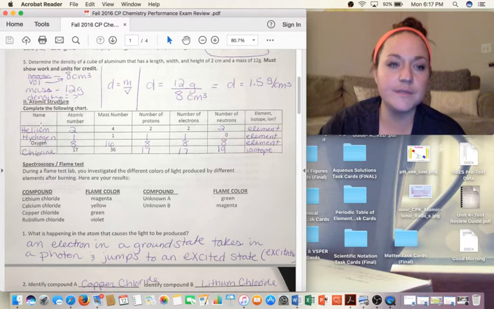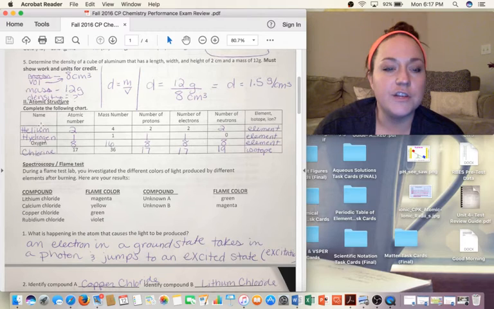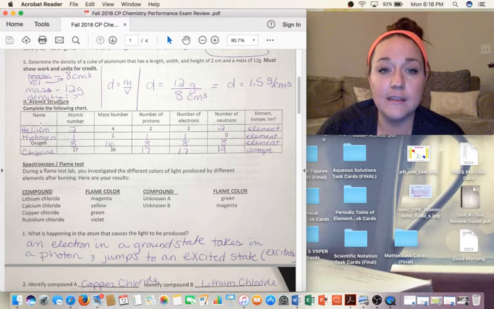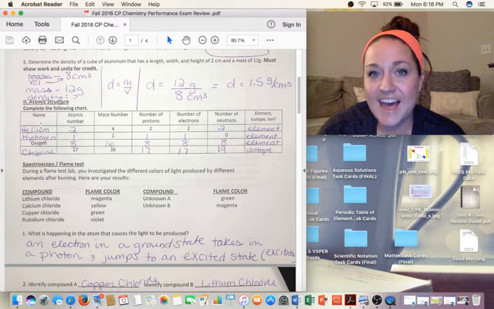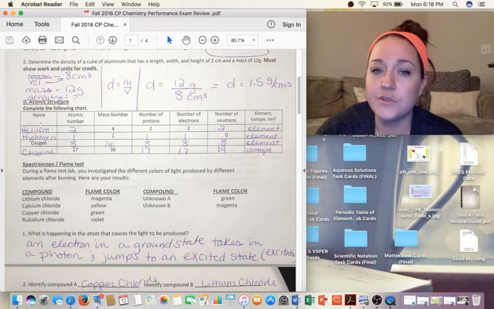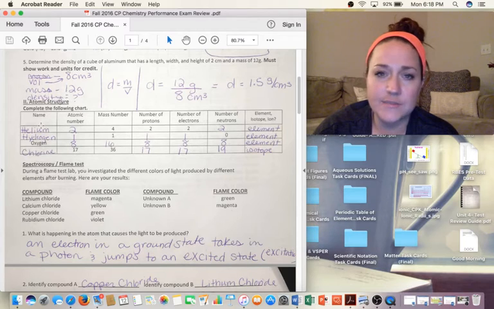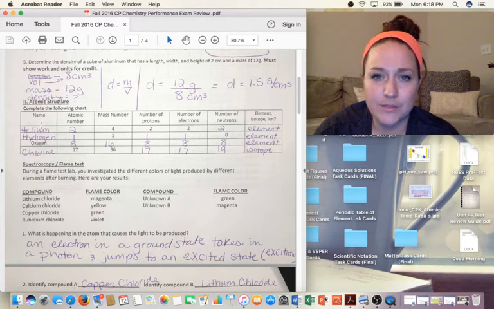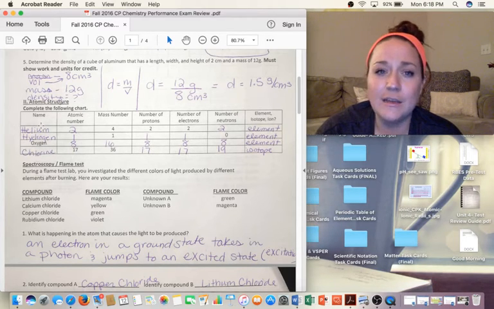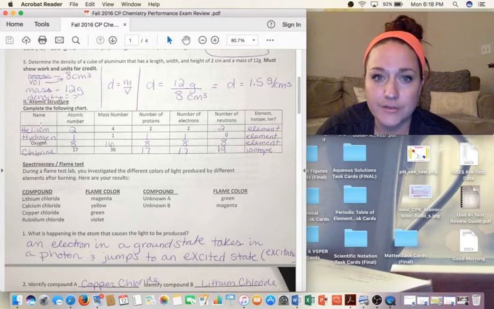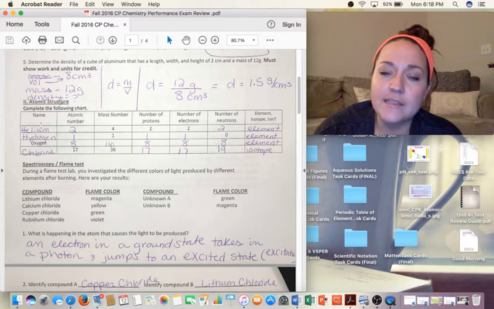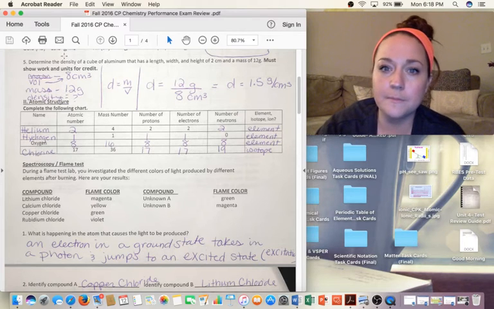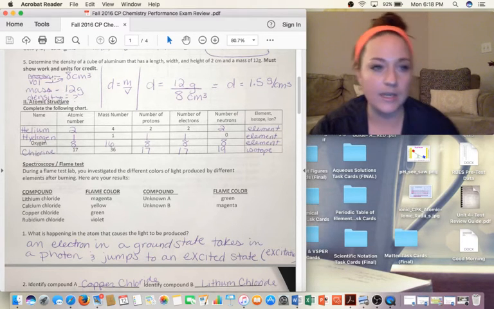All right, so determine the density of a cube of aluminum that has a length, width, and height of 2 centimeters. Please notice at this point it's not centimeters cubed. They gave you the length, width, and height of 2 centimeters, not an actual volume, and a mass of 12 grams. So you must show work again.